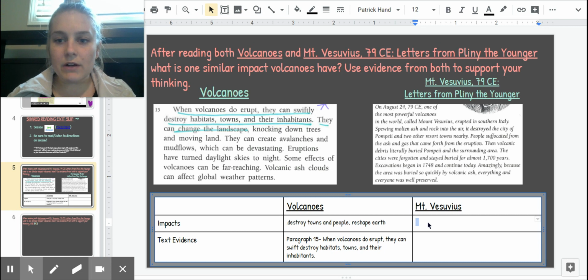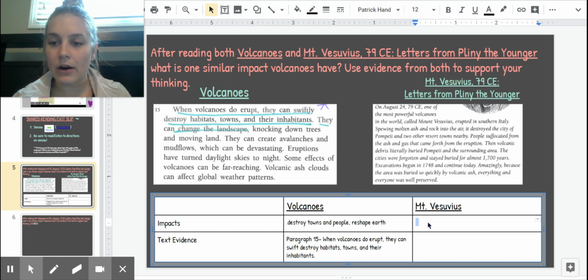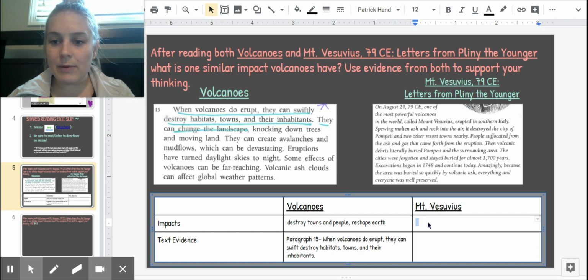On August 24, 79 CE, one of the most powerful volcanoes in the world, called Mount Vesuvius, erupted in southern Italy. Spewing molten ash and rock into the air, it destroyed the city of Pompeii and two other resort towns nearby. People suffocated from the ash and gas that came forth from the eruption. Then volcanic debris literally buried Pompeii and the surrounding area. The cities were forgotten and stayed buried for almost 1,700 years. Excavation began in 1748 and continues today. Amazingly, because the area was buried so quickly by volcanic ash, everything and everyone was well preserved.